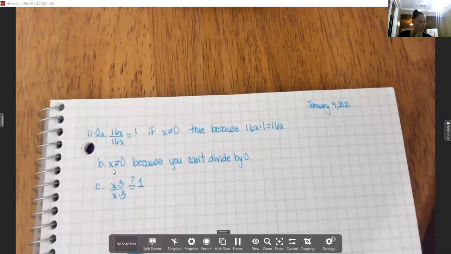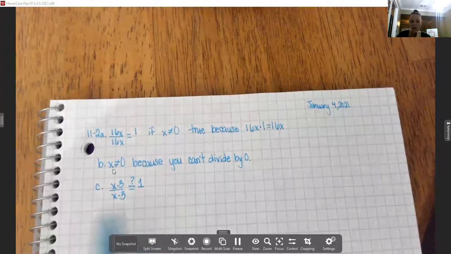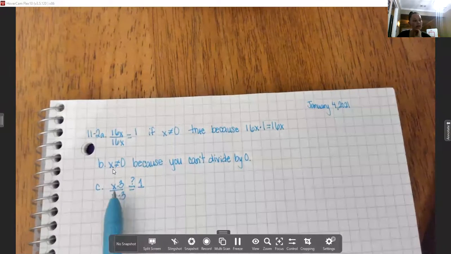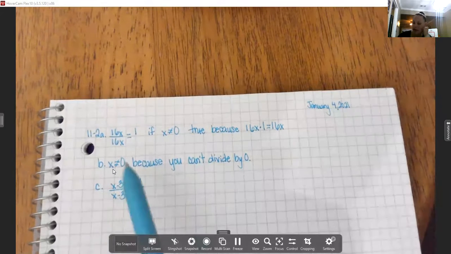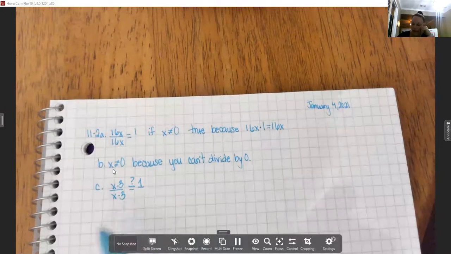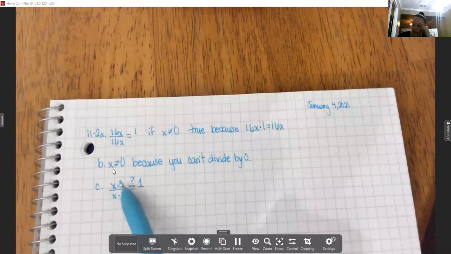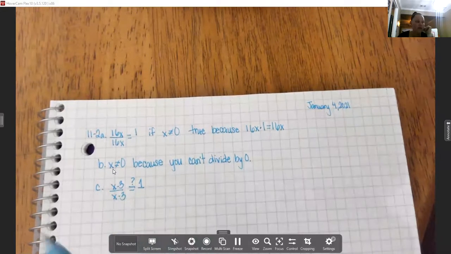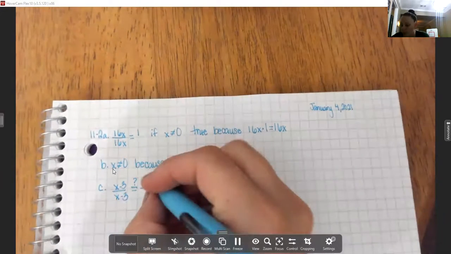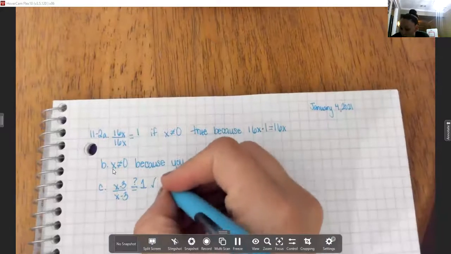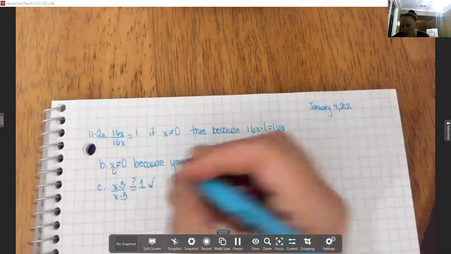So we want to know if this is true. If we just think about plugging in different numbers for x, like if we plug in 5, 5 minus 3 divided by 5 minus 3 is 2 divided by 2, which is 1. So this is true. Just kind of put a check mark there.